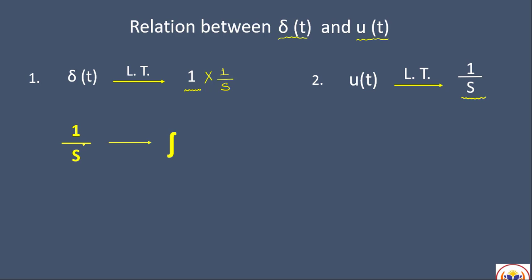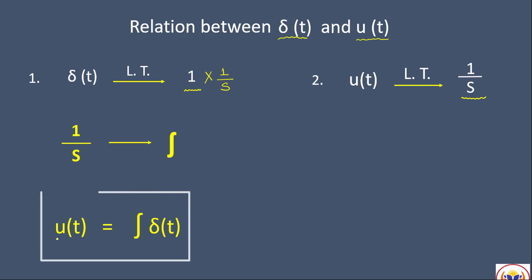So the significance of 1 upon s is integration. How the significance of 1 by s is integration will be discussed in detail in signals and systems, but we will also require this in control system, so we are discussing it here. U of t is nothing but the integration of del of t. So to get a step signal, we have to integrate the impulse signal.